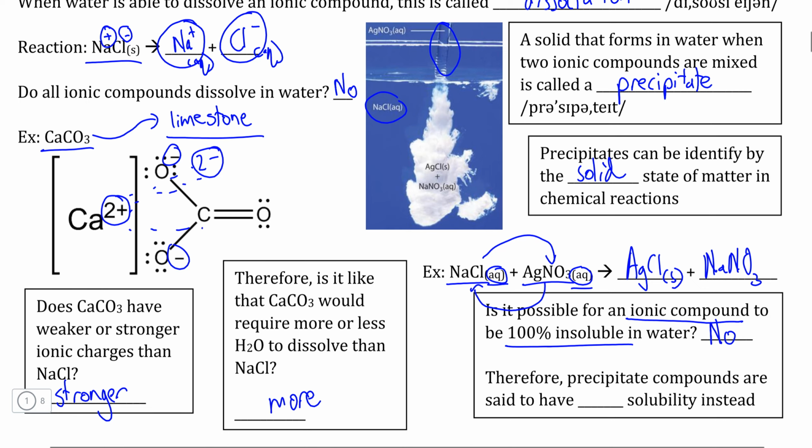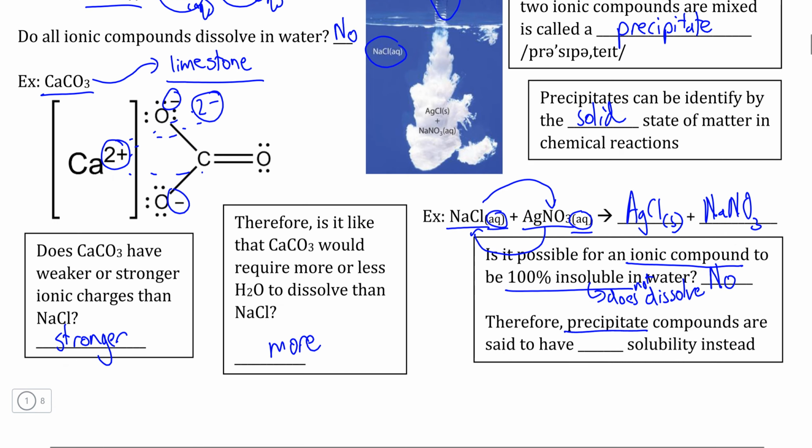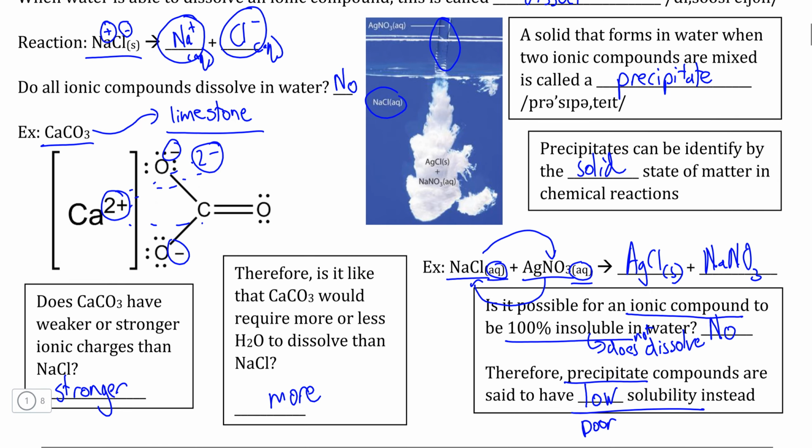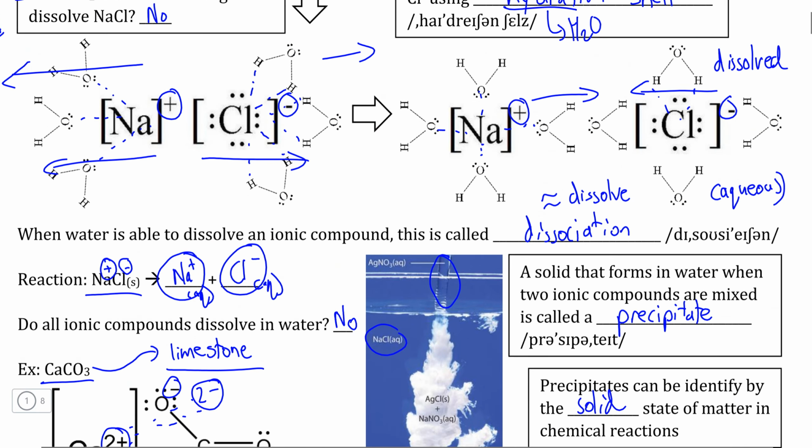So instead of saying insoluble, which means does not dissolve, compounds that form precipitates that are more likely to be solid rather than dissolve in water are said to have low solubility, or alternatively poor solubility, saying clearly that it's not as if they don't dissolve at all, but that they dissolve very poorly, or that water is very poorly able to cause them to dissociate like this.